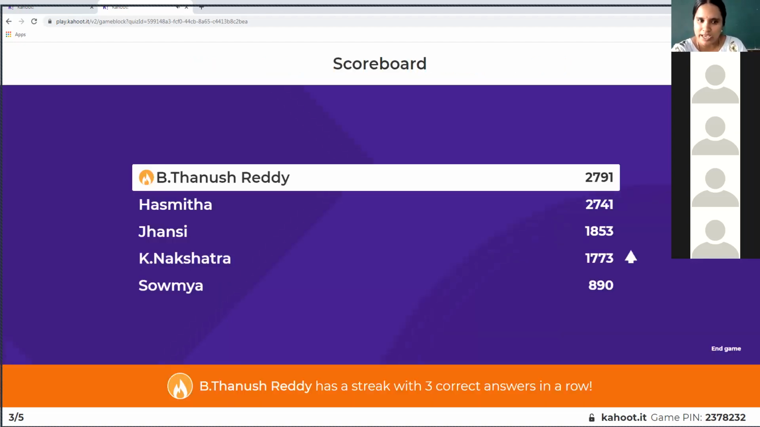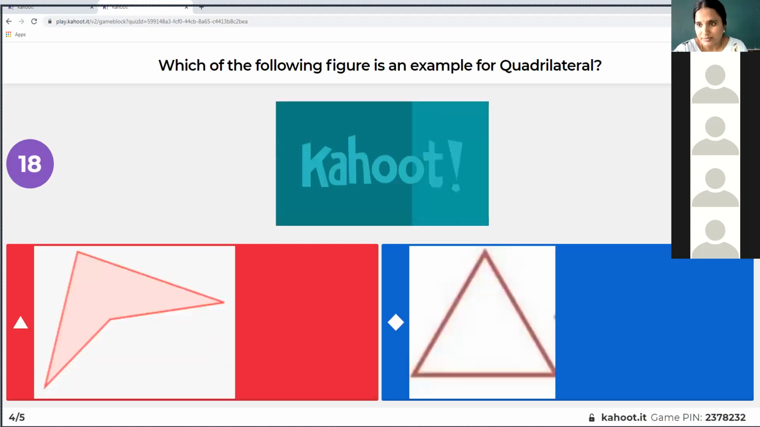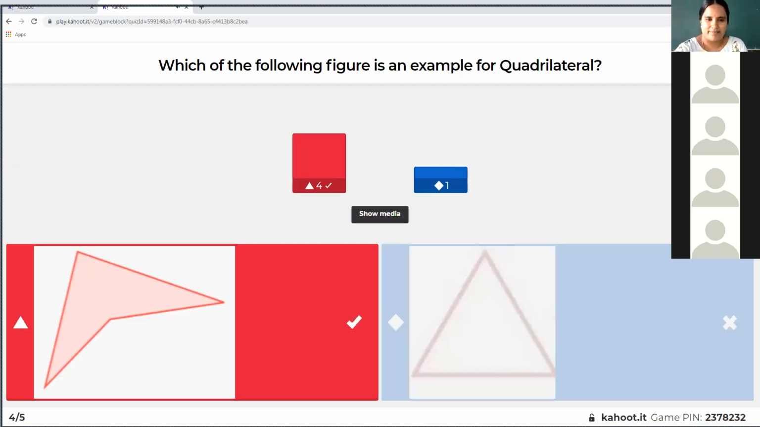I could still see Tanush on the top, and then Hasmita, and I could see a little change between Nakshatra and Soumya now. Nakshatra has moved a little up. Very good. Well tried. Keep on trying. Next question is, which of the following figures is an example of a quadrilateral? 1 answer, 2, 3, 4, and time's up. Wow, 4 of you have given the correct answer. Good job done. Next.